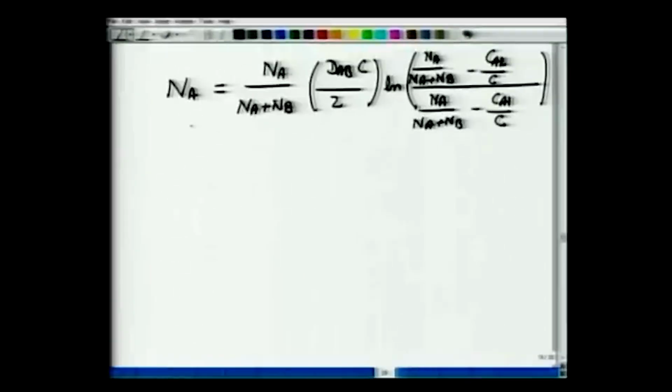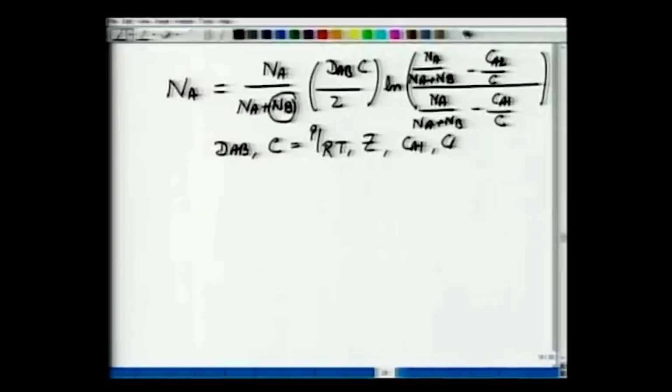So this is a general expression we have obtained for the diffusion flux of A, but if you see it carefully, there is a term here, NB. So even if these quantities like the diffusion coefficient DAB, C which equals P over RT, and z, the diffusion length, are known, and we know the concentrations at the two planes CA1 and CA2, we cannot solve for NA in terms of these quantities because NB is also unknown.